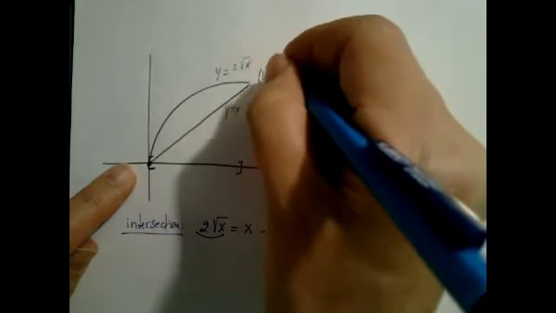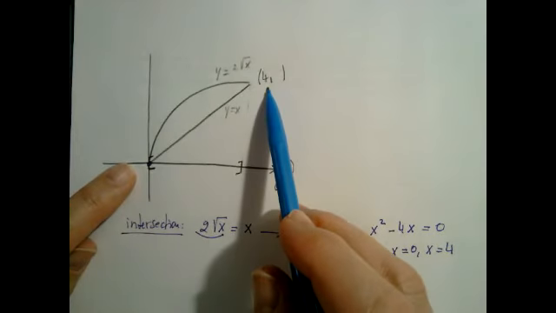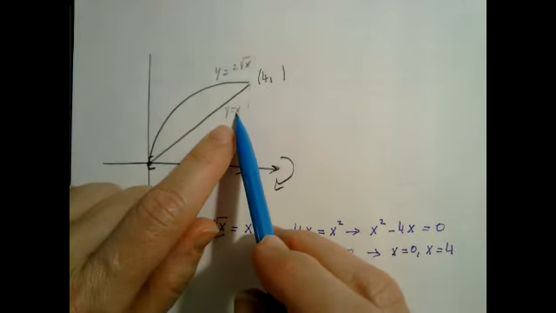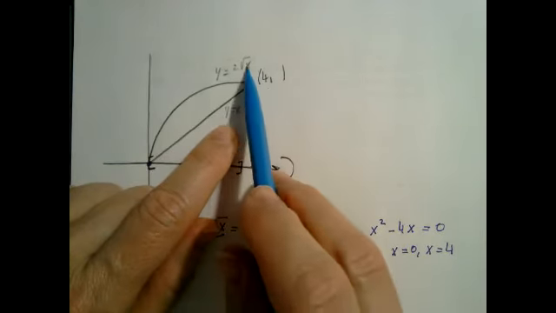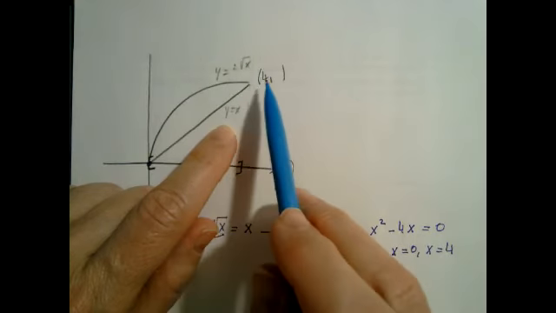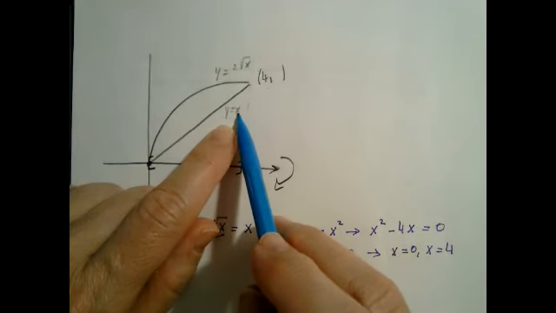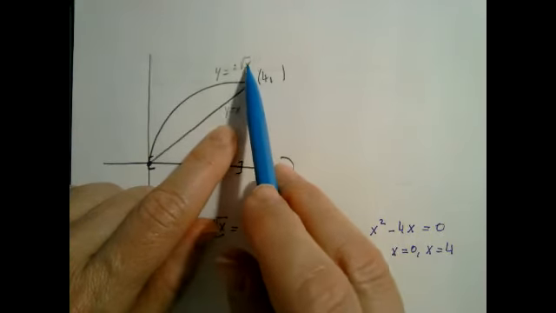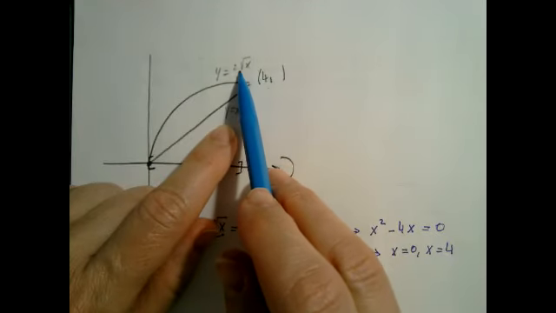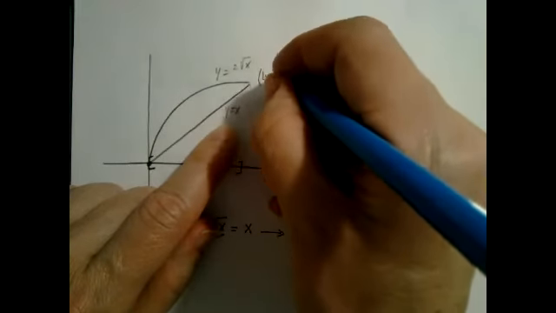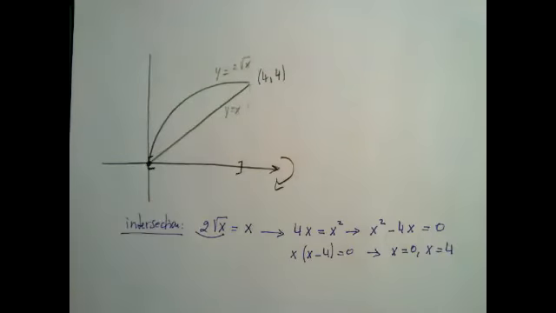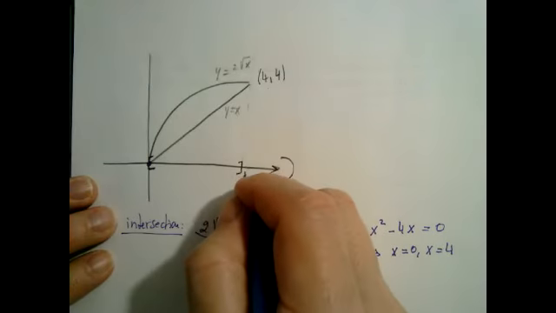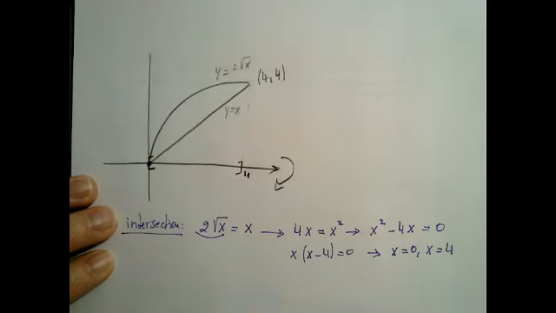To make sure I have the right answer, I plug 4 into both equations and see that the y's are the same. Plugging in 4 here, y equals 4. Plugging 4 into 2 root x, the square root of 4 is 2, and 2 times 2 is 4, so I am doing it correctly. So I know I got the right point. This is my 4, so I took care of that piece.